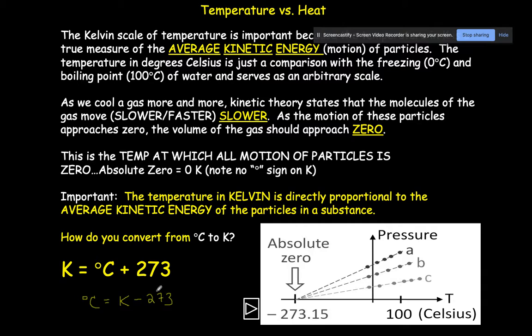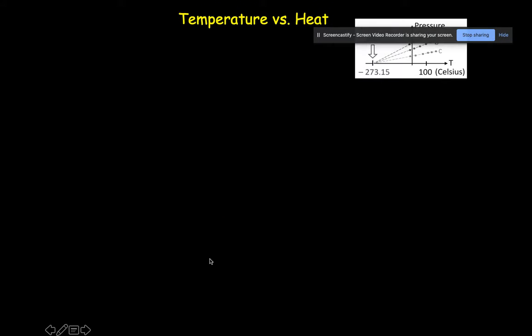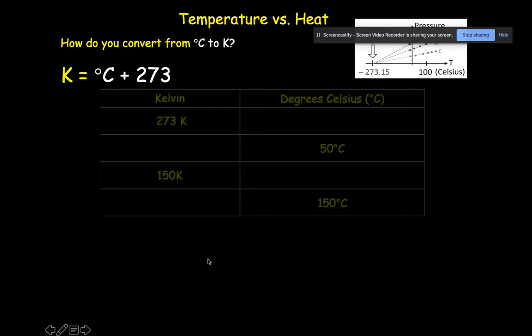So you're going to want to commit these two to memory. Please memorize this. Of course, you will also have this on a reference table, but if you memorize this simple little formula, it'll take you a long way. All right, so to repeat, the temperature in Kelvin is directly proportional to the average kinetic energy, meaning motion. That's what you measure when you measure temperature. Really important. If we go to the next slide and take a look at this again, how do you convert? We talked about that before.